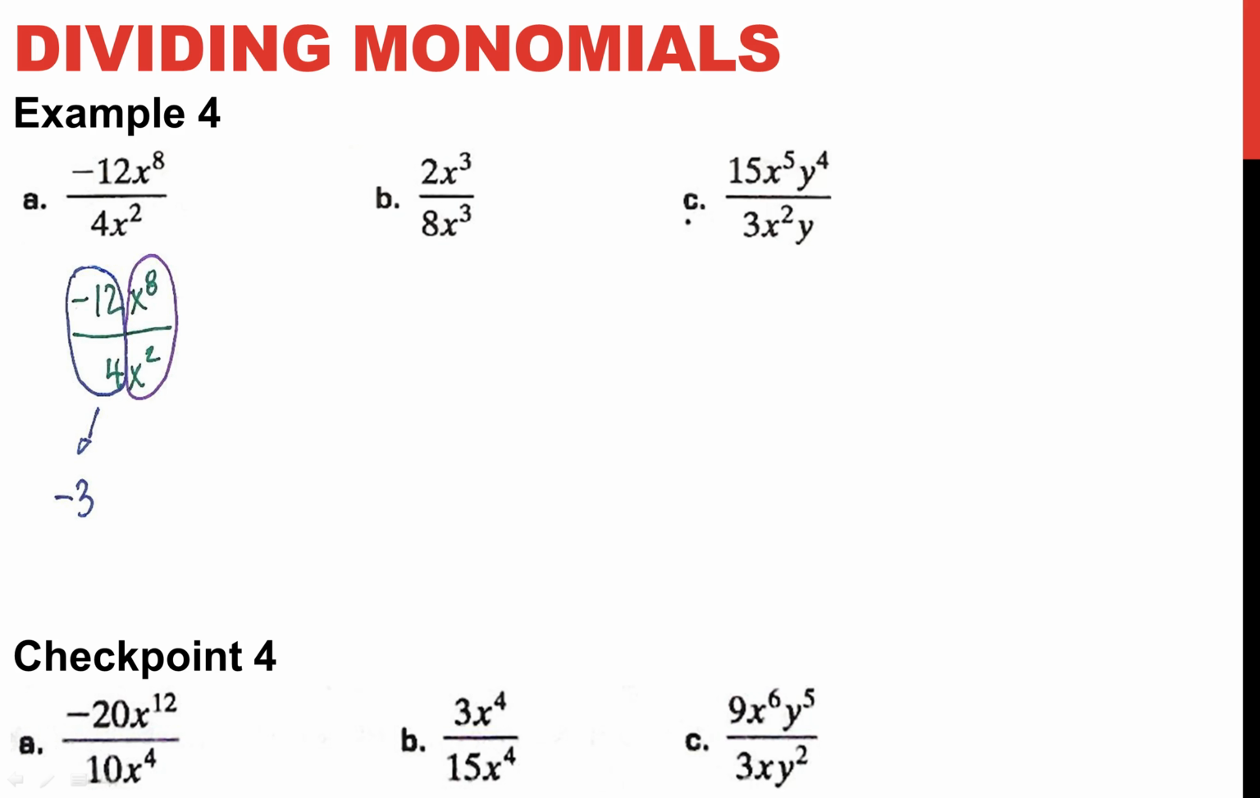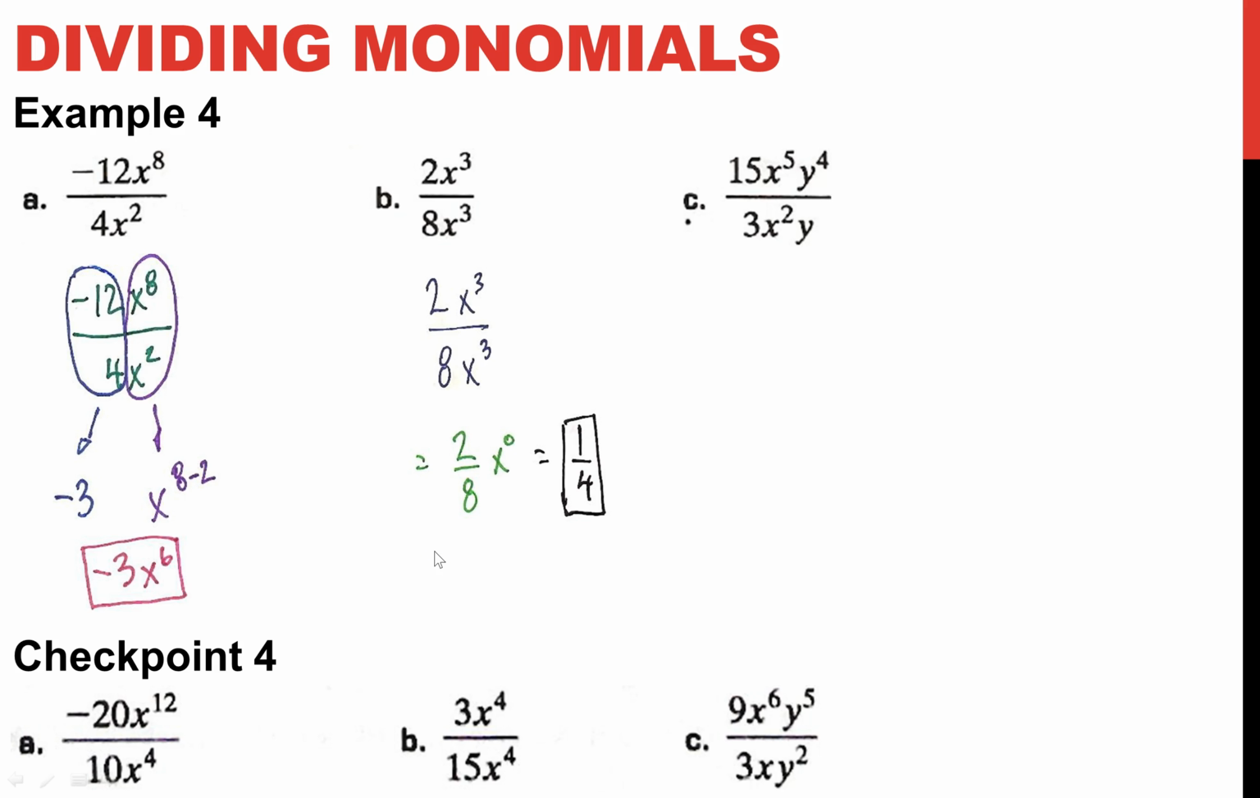And then we know x to the 8th divided by x squared is x to the 8 minus 2, which is x to the 6th. So the answer for A is negative 3x to the 6th. So all I'm doing is dividing or simplifying the numbers and dividing or simplifying the exponents with the same base. Kaboom. I have 2/8, and I can reduce that fraction, and I've got x to the 3 minus 3, which is x to the 0. Well, that's 1. So now I have 2/8 times 1. And of course, that's 1/4 because 2/8 reduces to 1/4.